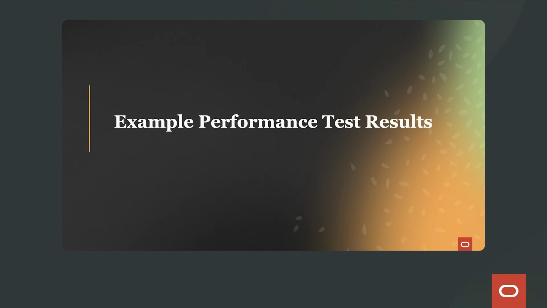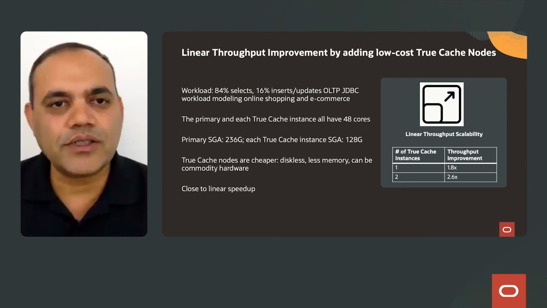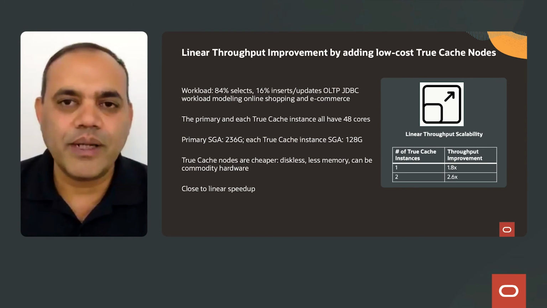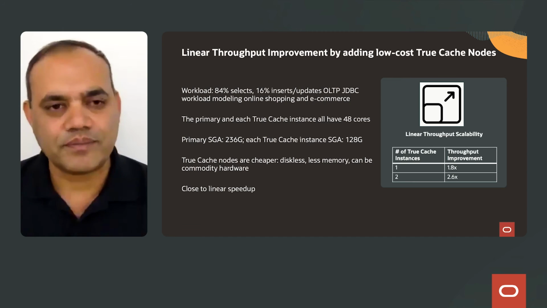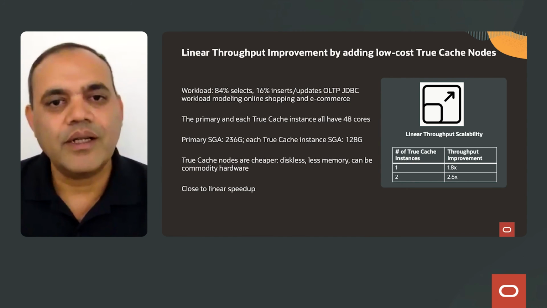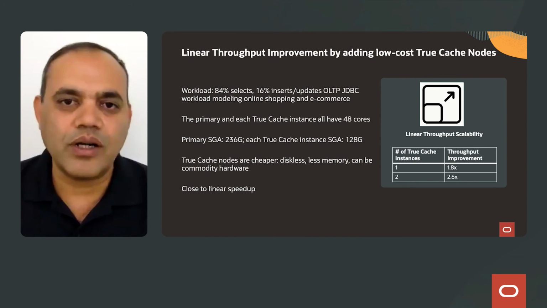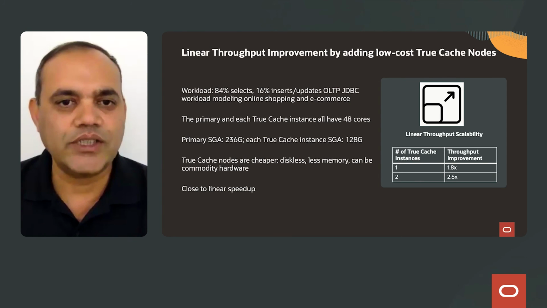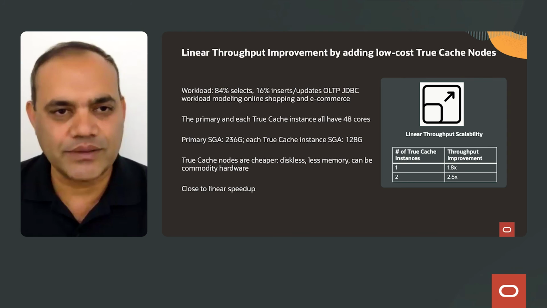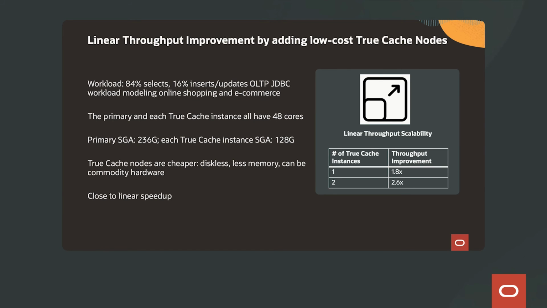Let's look at some of the performance benchmark test results. We observed a linear throughput improvement by adding low-cost TrueCache nodes. In this experiment, we ran a workload, which is an online transaction processing JDBC workload modeling online shopping and e-commerce application. It has 84% reads and 16% write split.